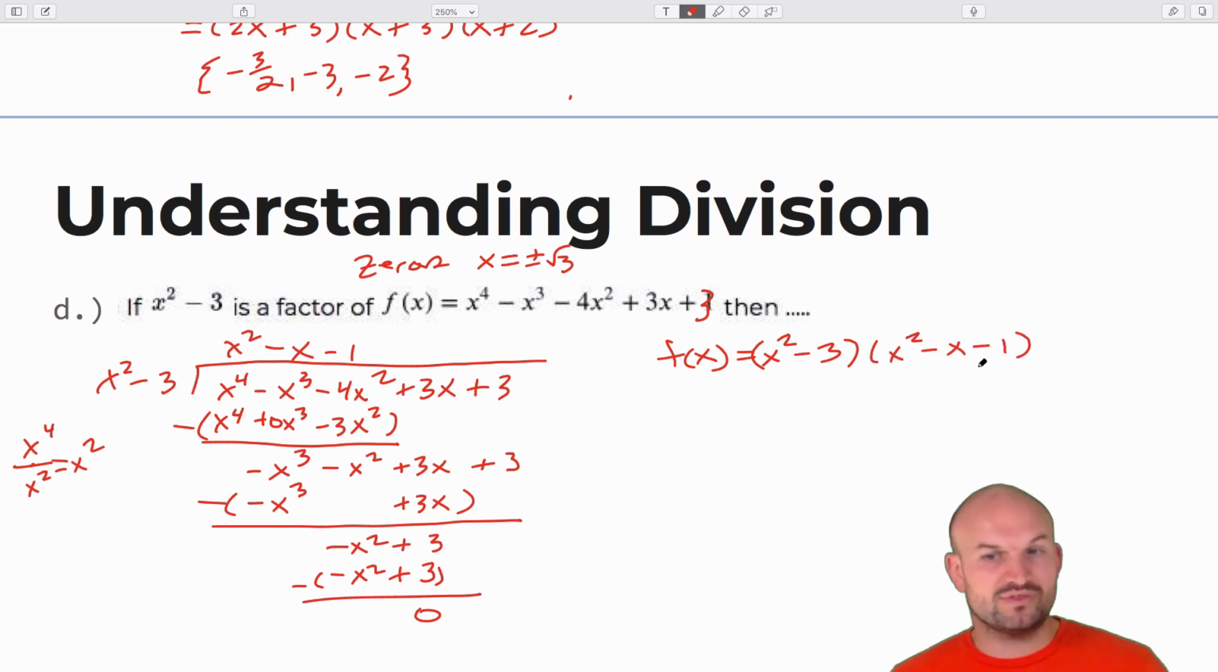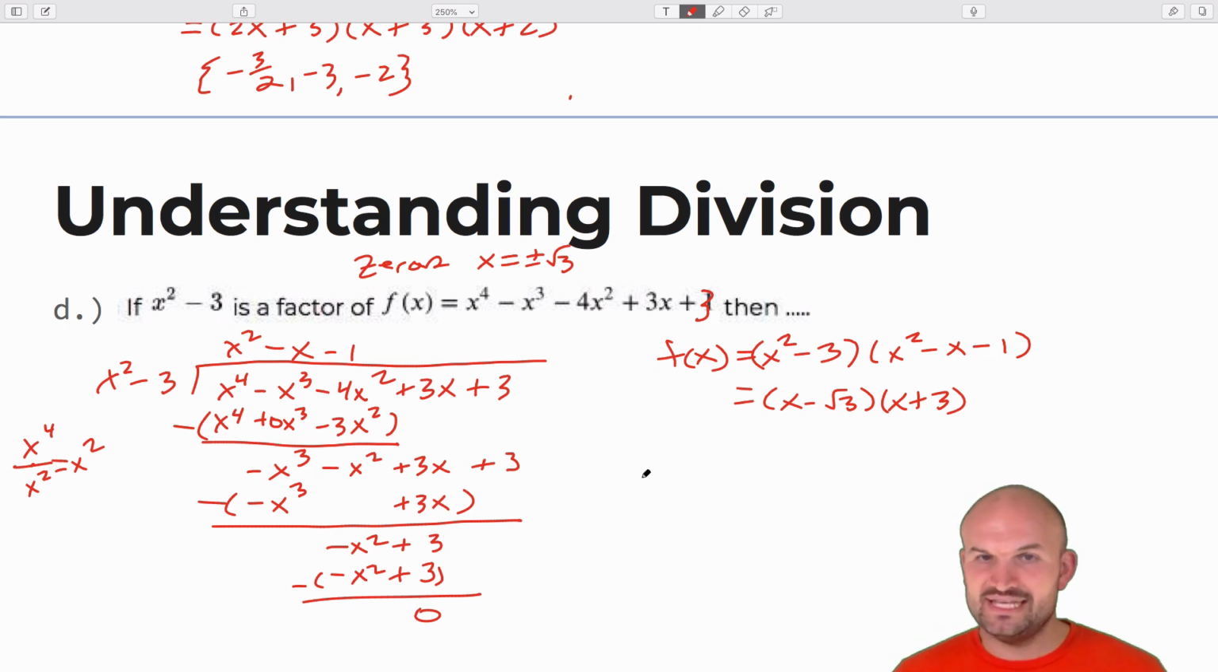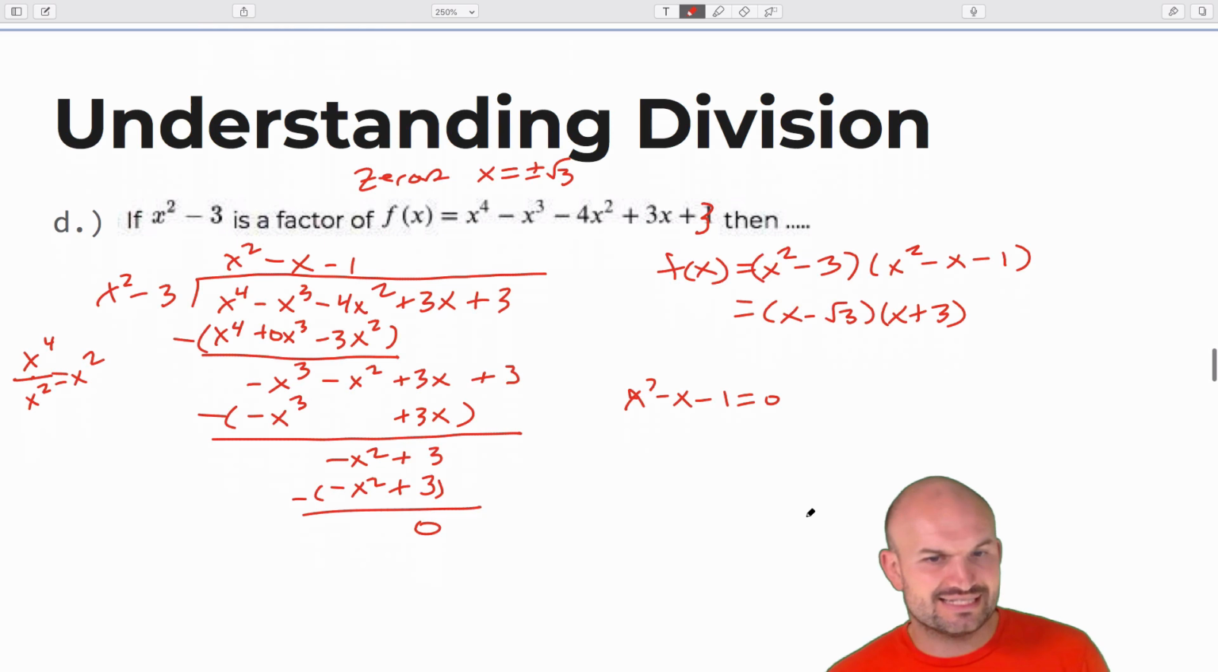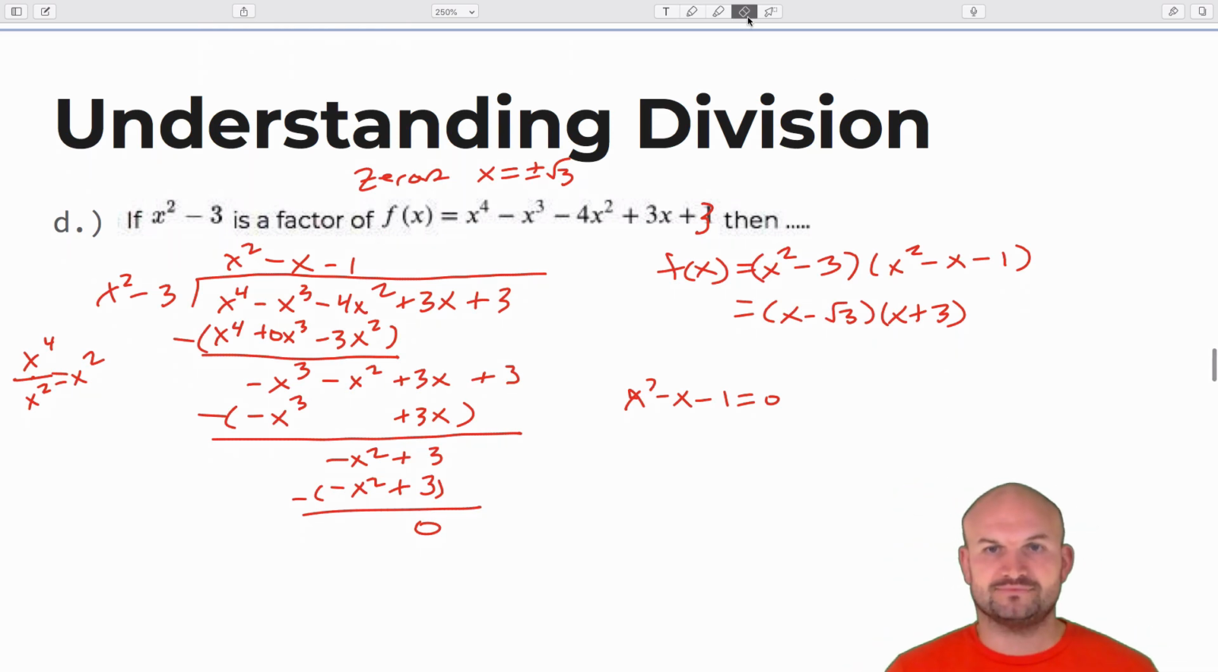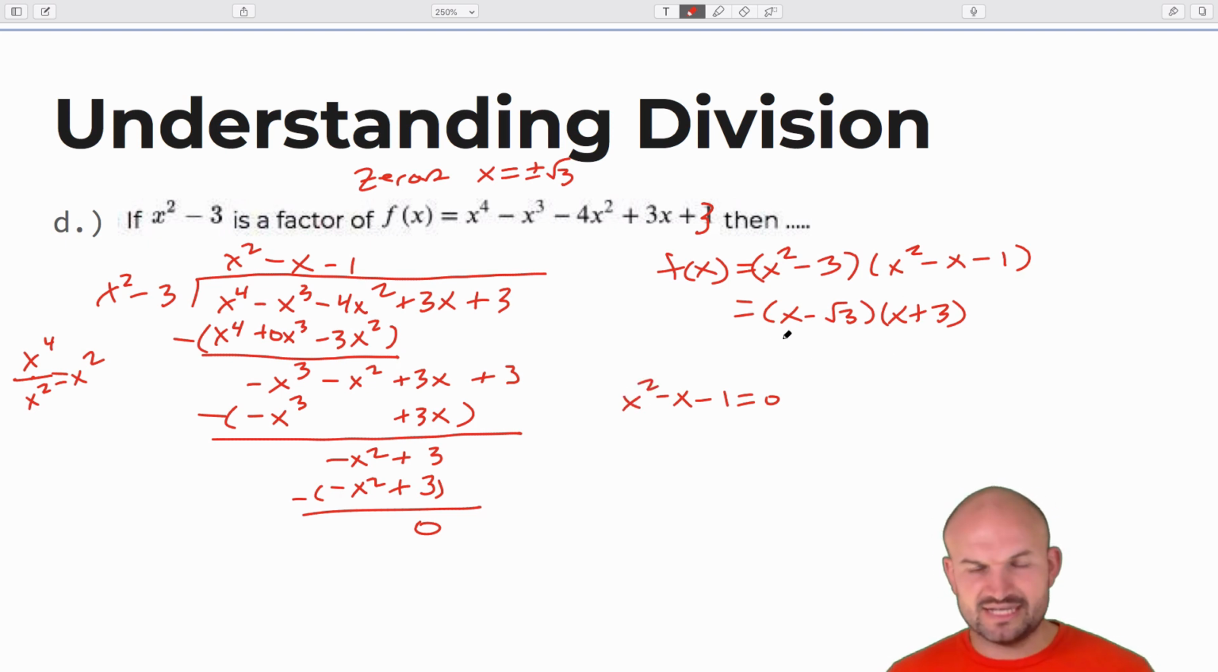Now, I could set these both equal to 0 and solve. However, hopefully I recognize at this point that this is going to be x minus the square root of 3 times x plus the square root of 3. And for x squared minus x minus 1 equals 0, I'd recognize it's non-factorable. Therefore, I need to use the quadratic formula for this one. So let's go ahead and do that.